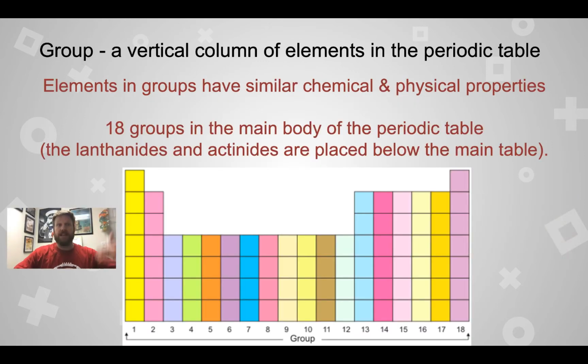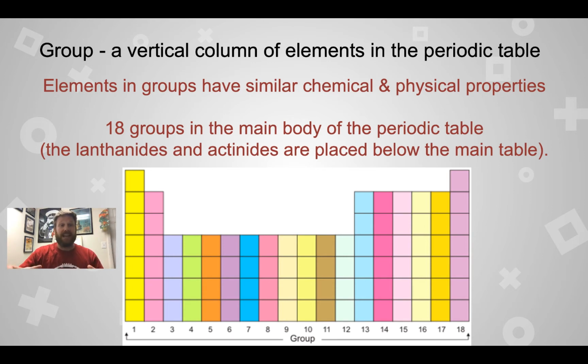A group is a column. What's special about a column is the elements in a column have similar chemical and physical properties. We will talk about the reason why they have similar chemical and physical properties in the future. Now, there are 18 groups in the main body of the periodic table.